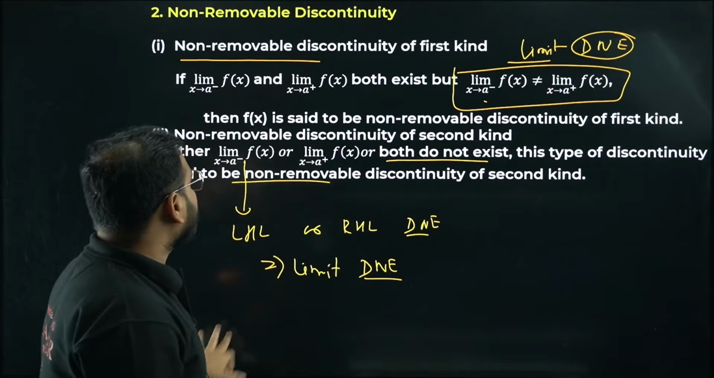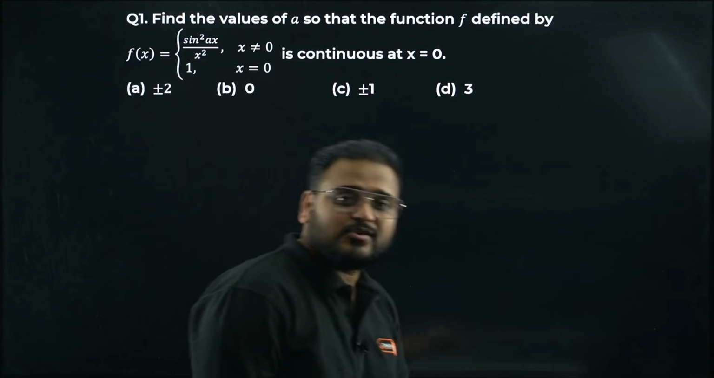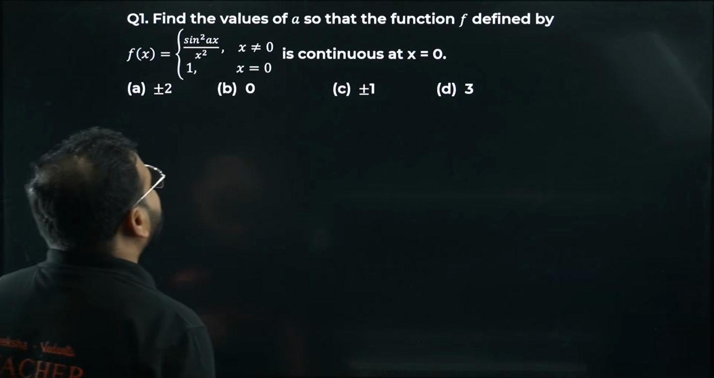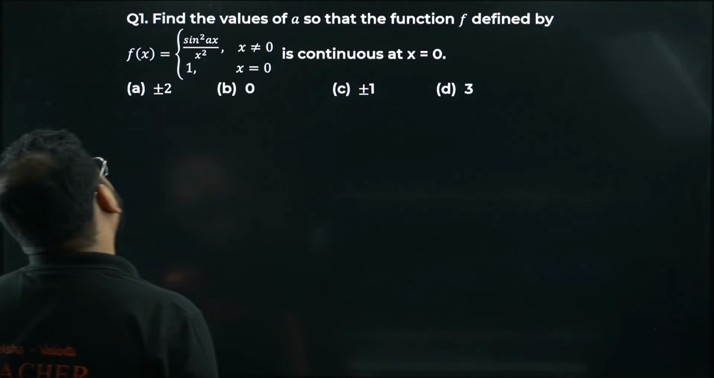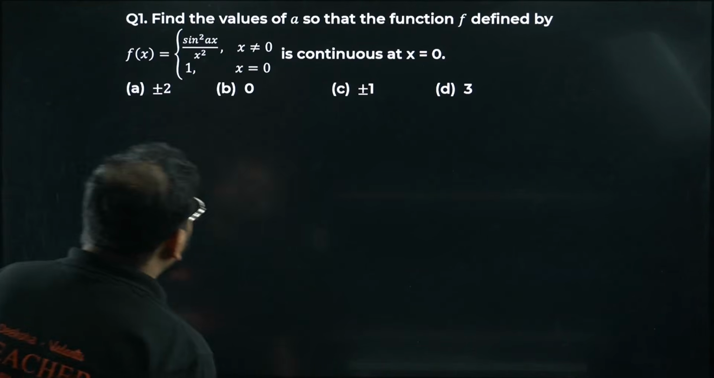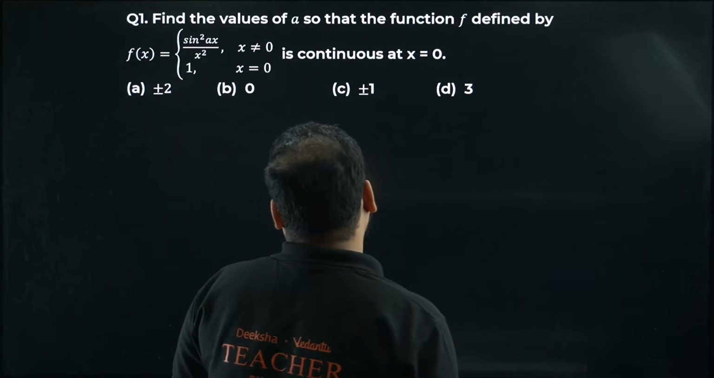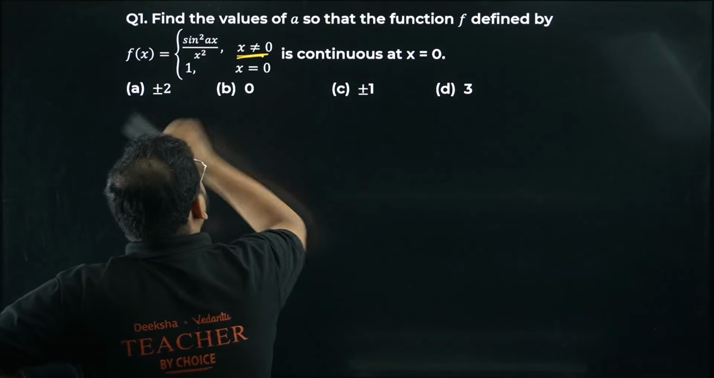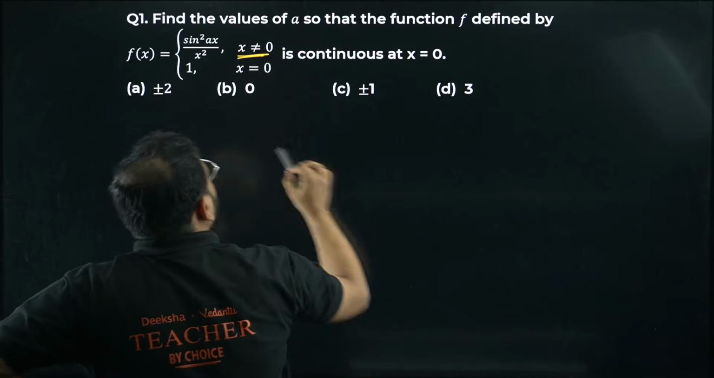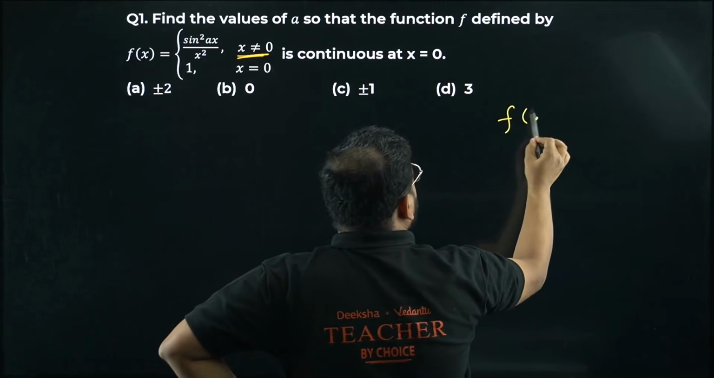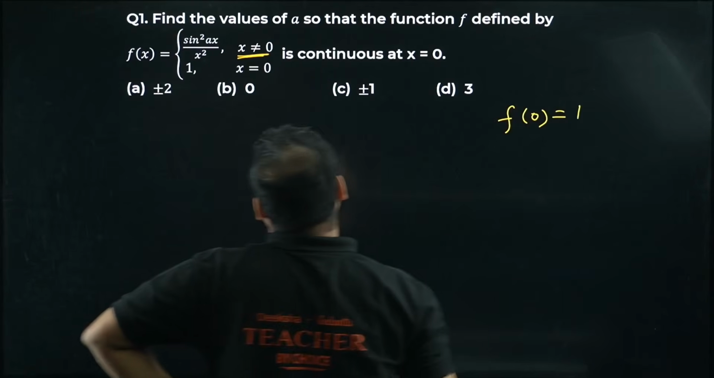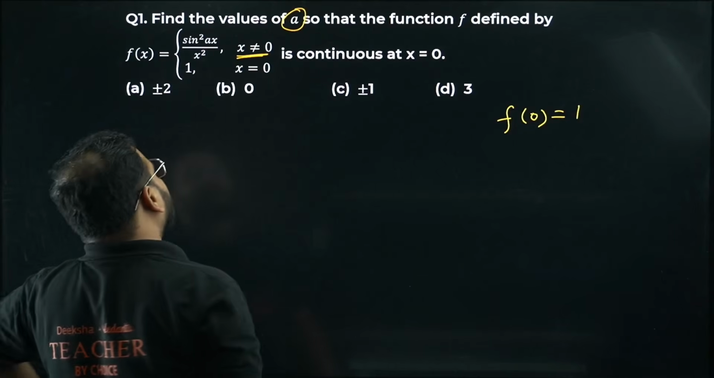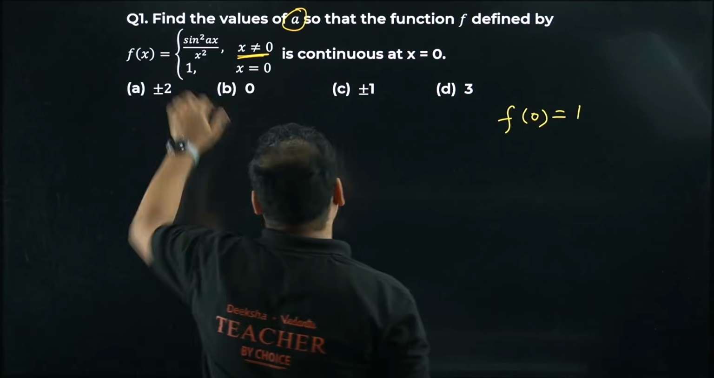Now we have question number 1. Find the values of a so that the function f defined by this expression is continuous at x equals 0. The limit can be found from here, and f(0) is 1. We're looking for the value of a, so we have to apply the limit for this part.